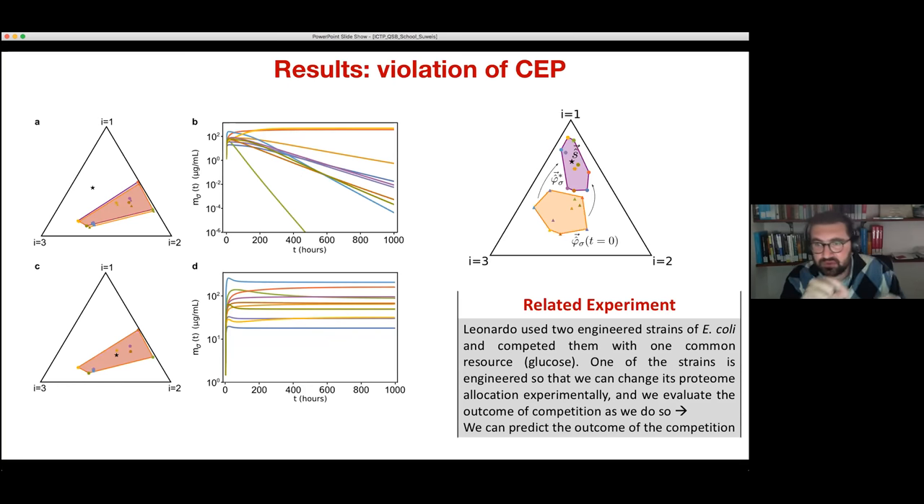Leonardo used two engineered strains of E. coli and competed them with one common resource, and one of the strains was engineered so that we can change the proteome allocation experimentally, and we can evaluate the outcome of the competition as we do so. And in fact, we predict the outcome of the competition in this case. So we can really do experiments engineering the protein allocation of species and trying to predict the outcome of the competition.